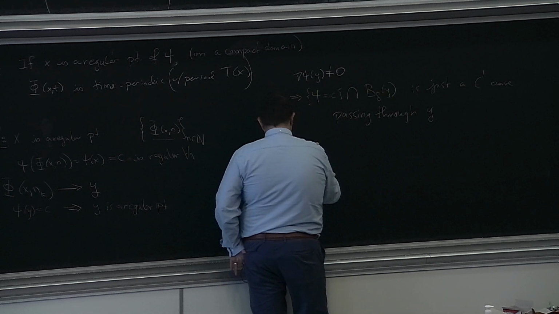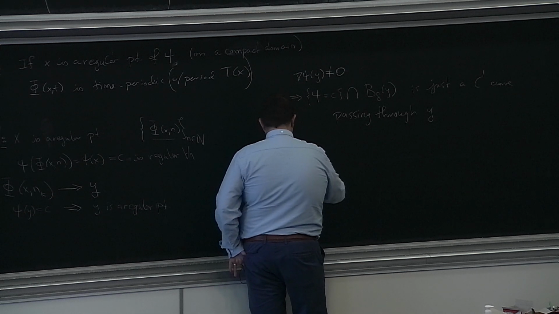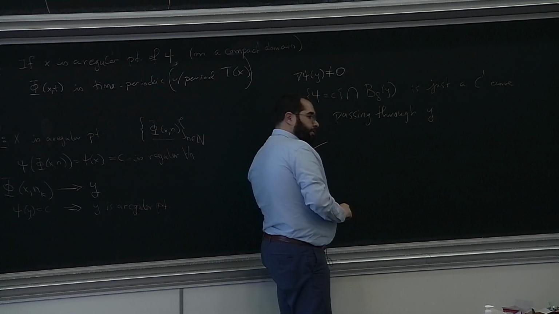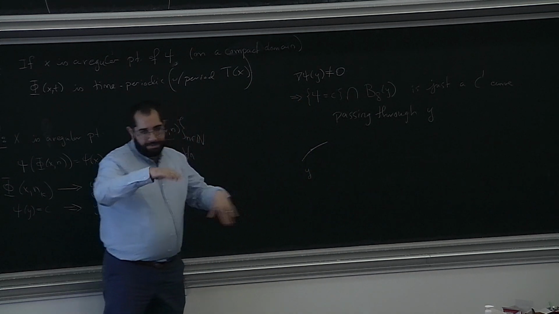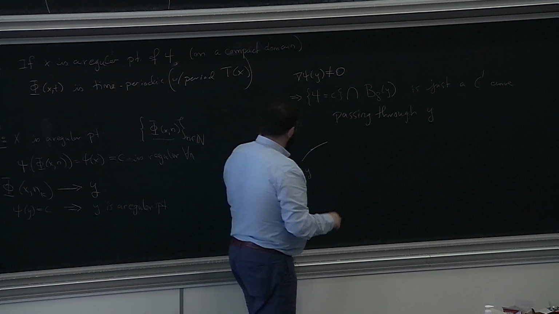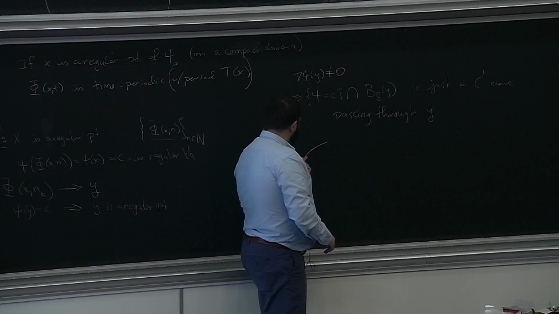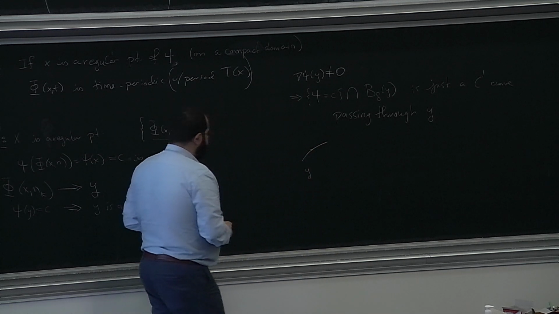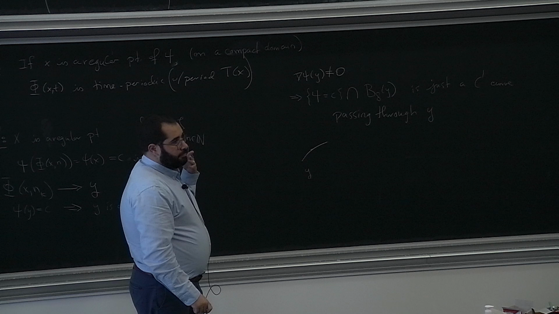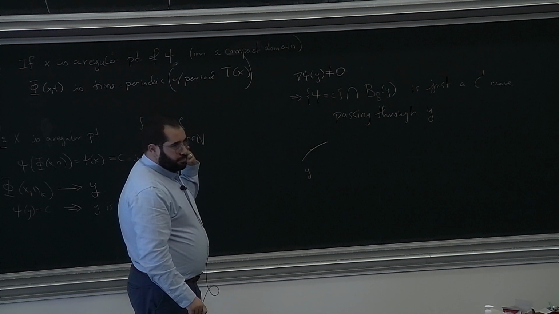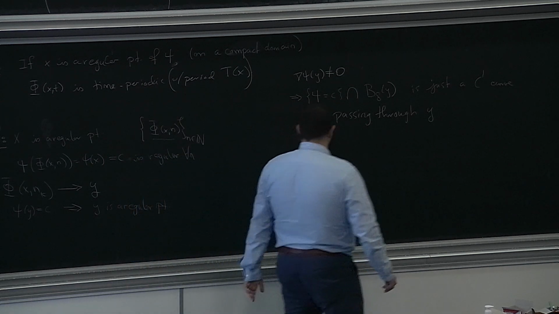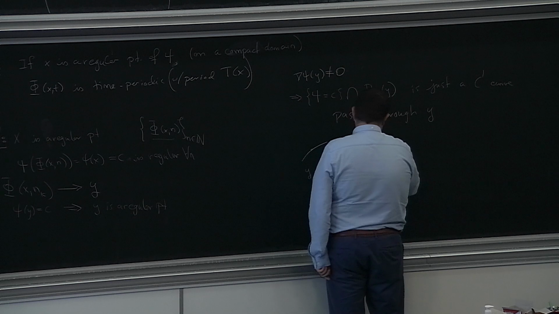So you have y here, and the level set psi equals c is just exactly some small C1 curve. Now, if you keep going, it can be really crazy. That can't be that crazy, but in theory, it could be. But locally around y, it's just a C1 curve. And how do you parameterize that curve? By the ODE.